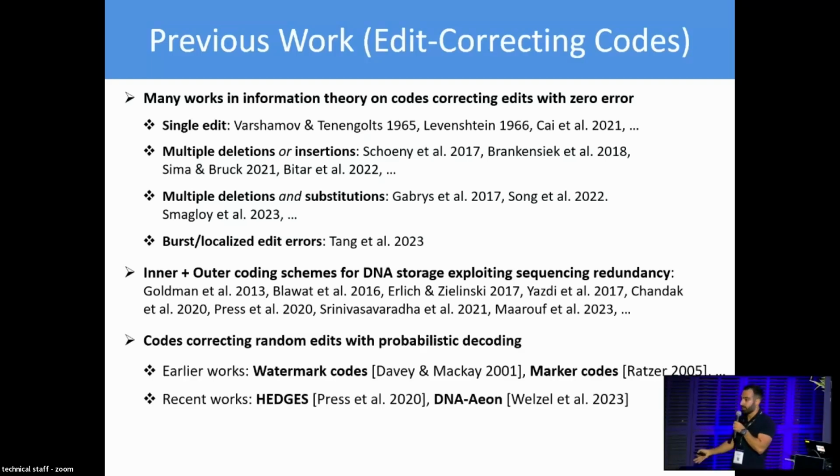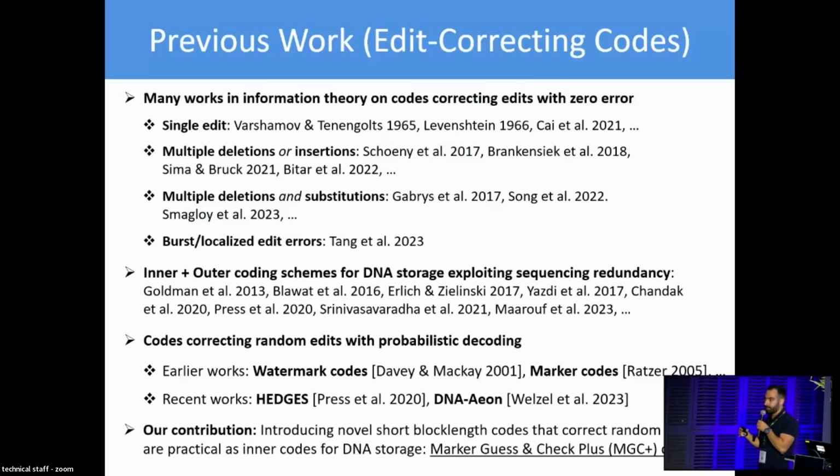There are few exceptions to this. So there are actually some codes out there which are practical for DNA storage and work for short sequences, such as HEDGES, which is one of them you may have heard of. Our contribution is in this line of work. So we propose a novel code that can correct deletions and insertions and substitutions in short sequences. And we call this code marker, guess and check plus codes, MGC plus for short.